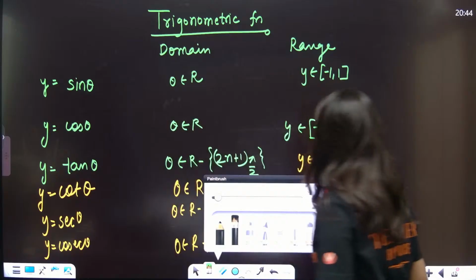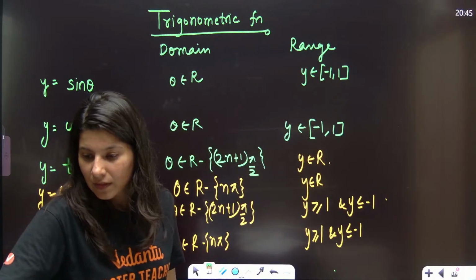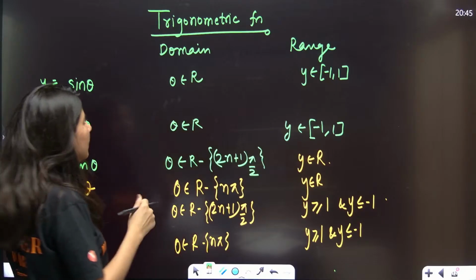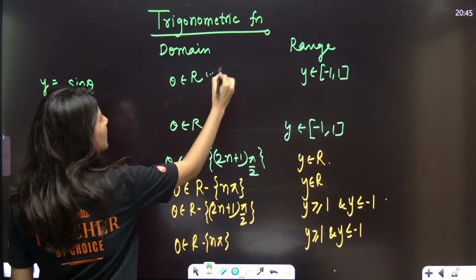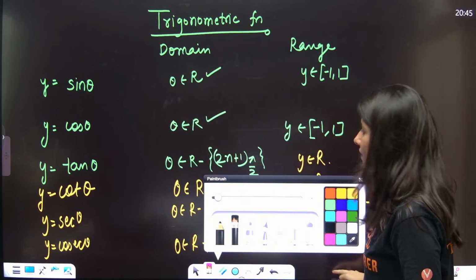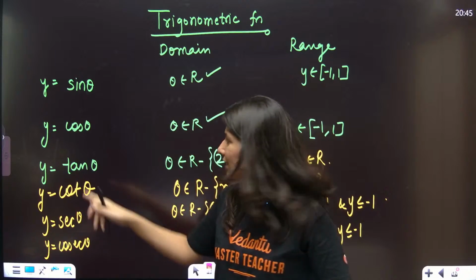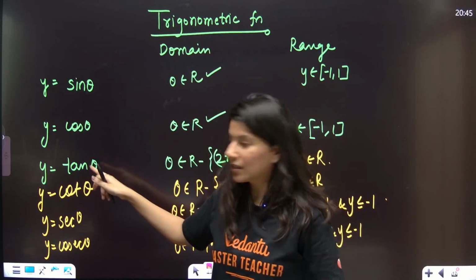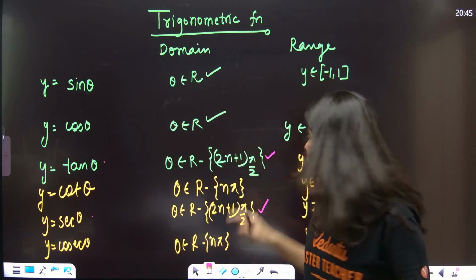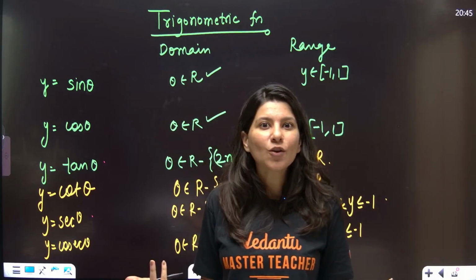Now please understand how you will remember it. First of all, let's talk about domain. How to remember domain. First of all, sine and cos share the same domain. Then tan and sec share the same domain because both have cos in the denominator. What is tan? Ma'am, sine by cos. What is sec? 1 upon cos. So can you see, tan theta and sec theta will share the same domain because both have cos in the denominator and cos cannot be 0.